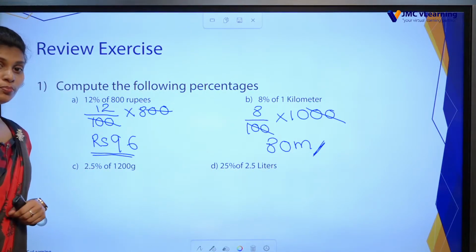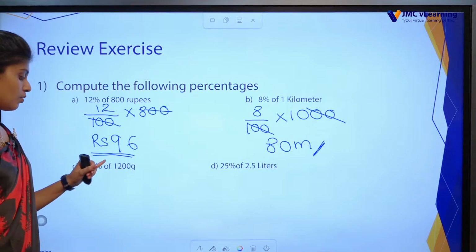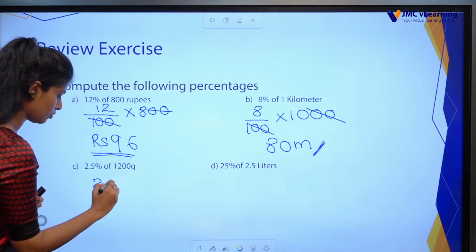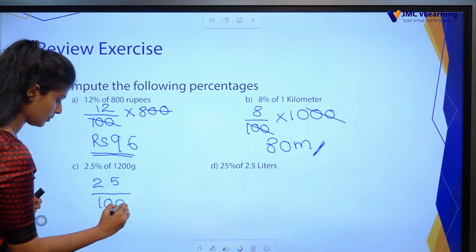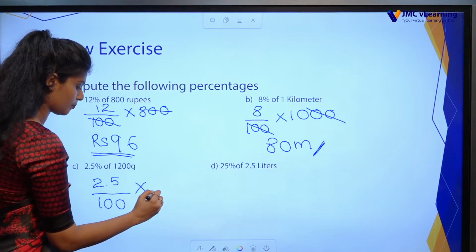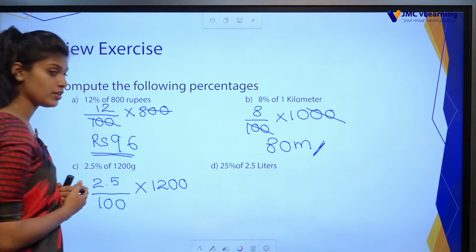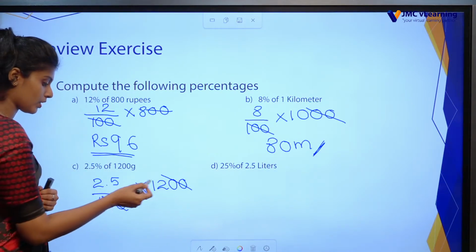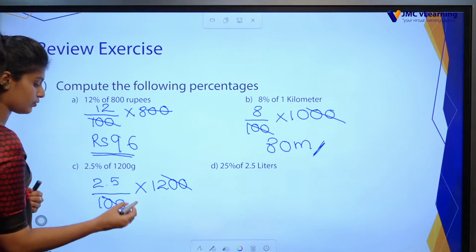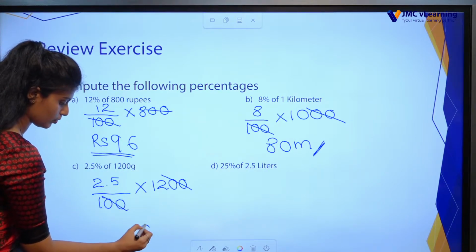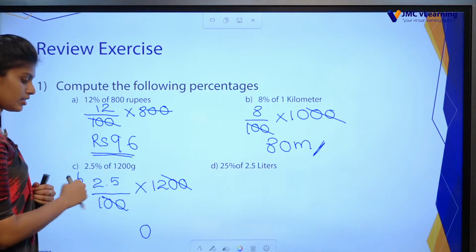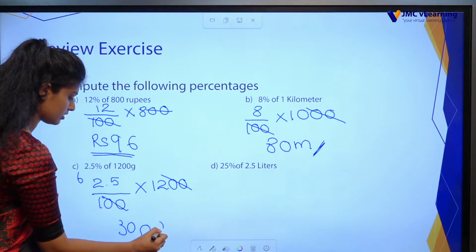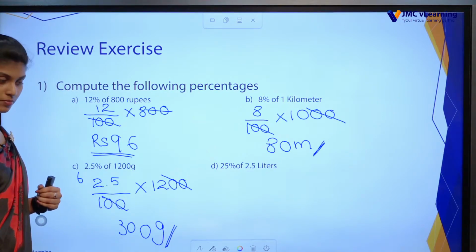Next part, 2.5% of 1200 grams. Then 2.5% into 1200. Then let's cut zeros, multiply by 2. 12. 12 into 5, 60. Put 0, 6 left. 12 into 2, 24 and 6, 30. Then 300 grams is the answer.